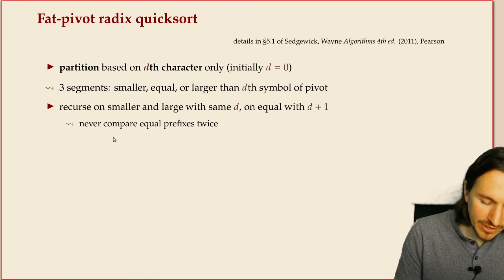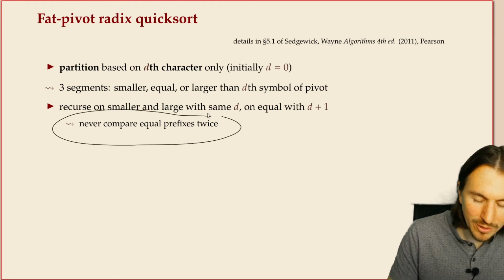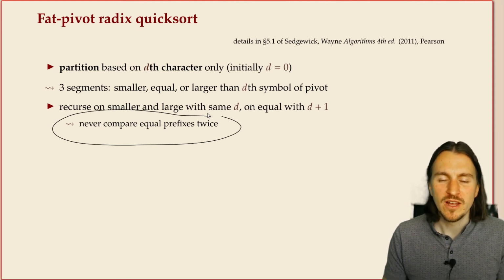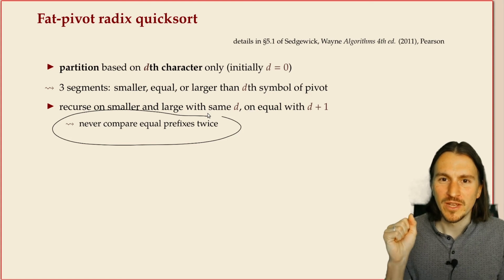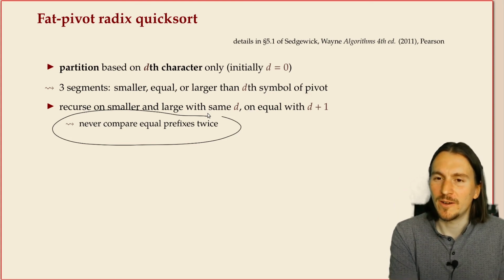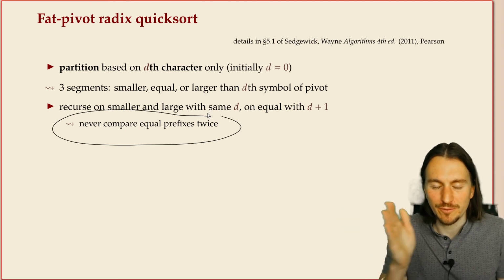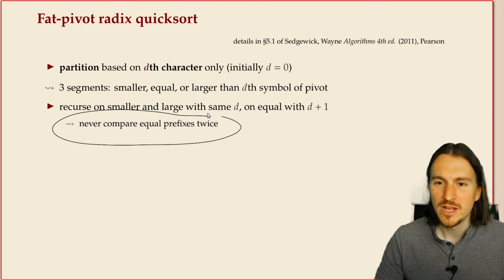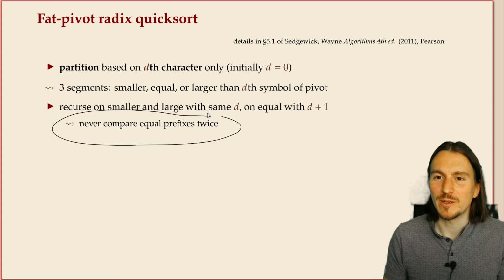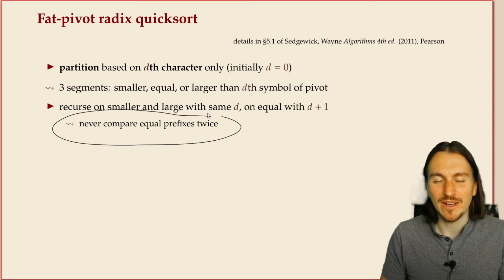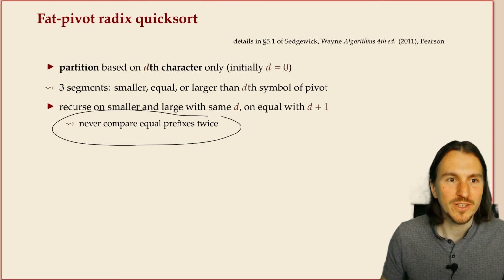An important observation here is we never compare equal prefixes twice. If two strings have a common prefix, we will have to find out that they have this shared prefix, but we never scan them several times. And this is what made the direct call to a string method slow.